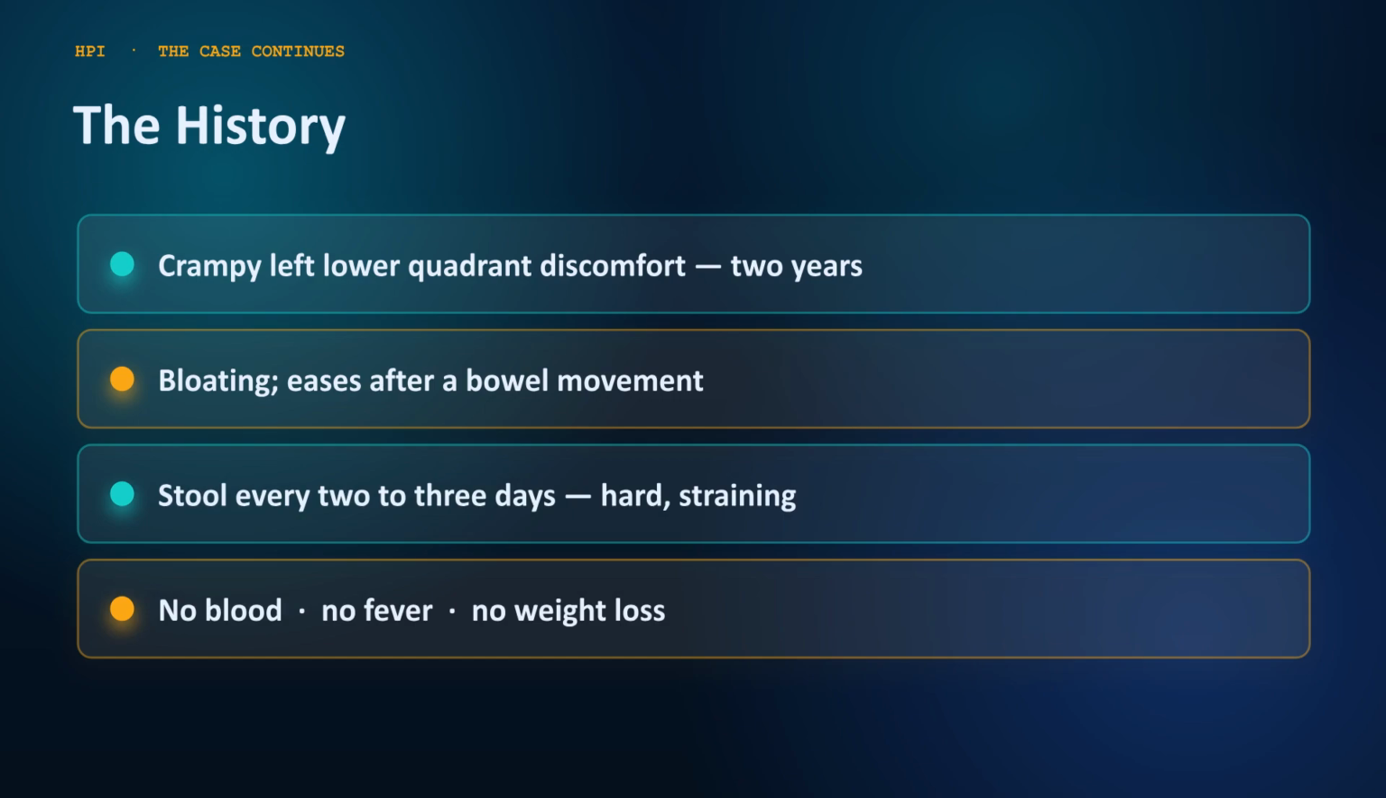Write those details down. Every one of them is going to matter later. The pain pattern will become a diagnosis with a name, and the hard, infrequent stool is going to turn out to be part of the mechanism.